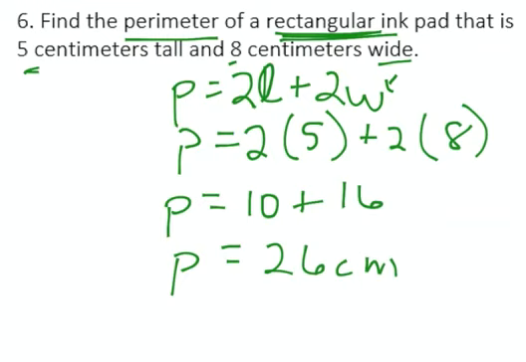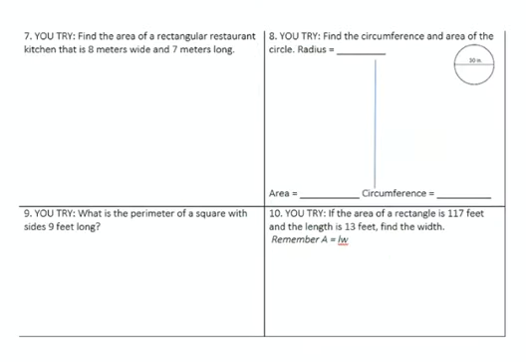Okay. I would like you to try 7, 8, 9, and 10 on your own. 7, 8, and 9 you're going to get straight from the formula sheet. Number 10 says if the area of a rectangle is 117 feet and the length is 13 feet, find the width. So you know the area, so you can plug in the area, and you know that the length is 13. And the width is W, okay? So I'm going to leave it up to you to try to figure out how you solve for the width. You can probably figure it out. All right, once you have answered 7, 8, 9, and 10, please raise your hand and get them checked before you move on to the back. Awesome job.